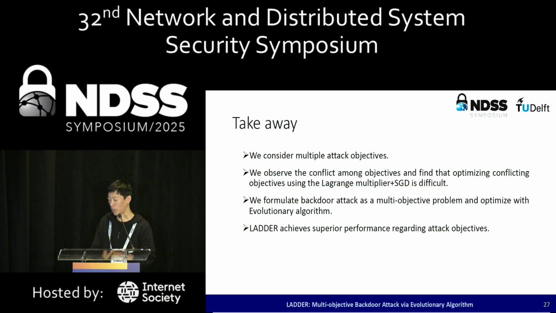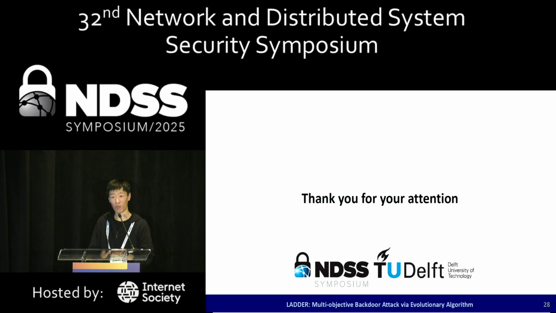So the takeaway is we consider multiple attack objectives and we observe the conflict among objectives. We find that optimizing conflicting objectives with the commonly used Lagrange multiplier and stochastic gradient descent is difficult. So we formulate backdoor attack as a multi-objective problem and optimize it with an evolutionary algorithm. Finally, our method achieves superior performance regarding all our considered attack objectives. That's all. Thank you for your attention.